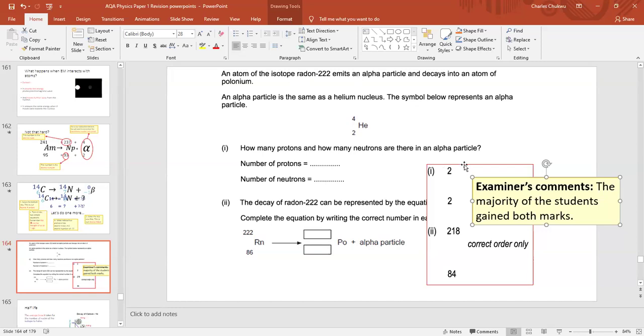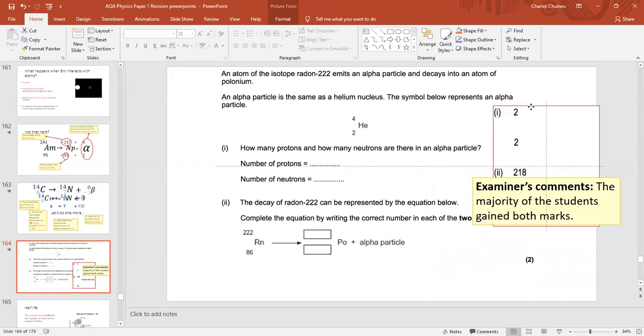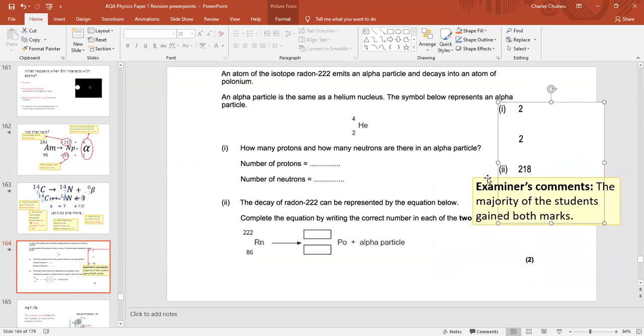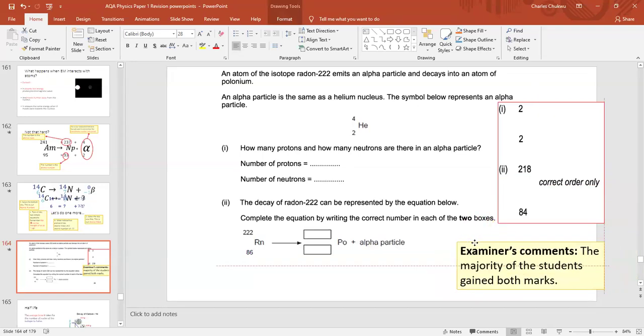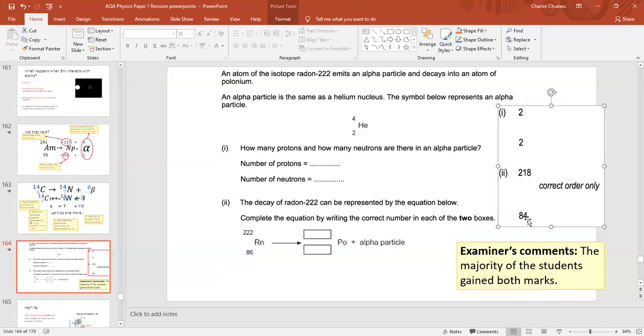Let me remove this so that I can see the question. The next question says, the decay of radon-222 can be represented by the equation below. So that's the radon-222. It says complete the equation by writing the correct number in each of the two boxes. Of course, by the time you subtract 4 from 222, you have 218. And by the time you subtract 2 from 86, you have what? 84. Okay. So did you get that?